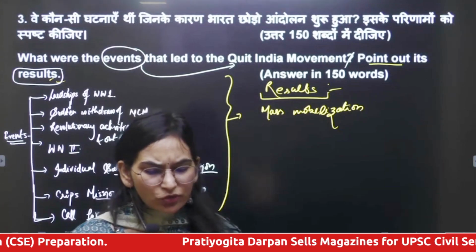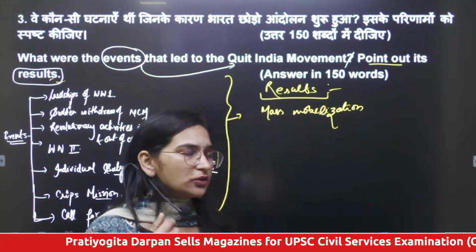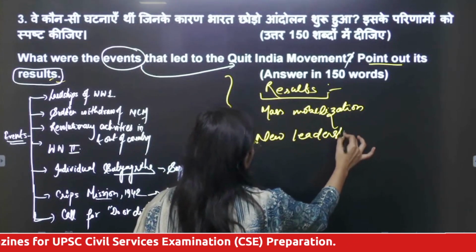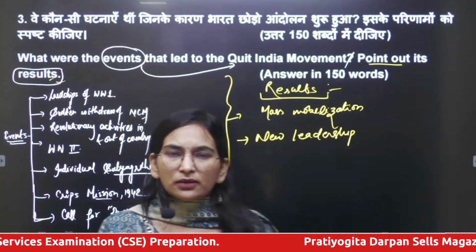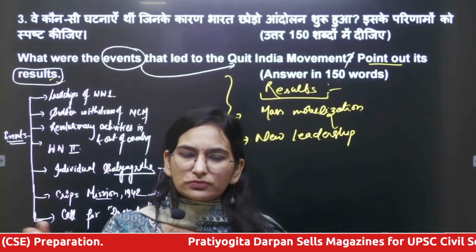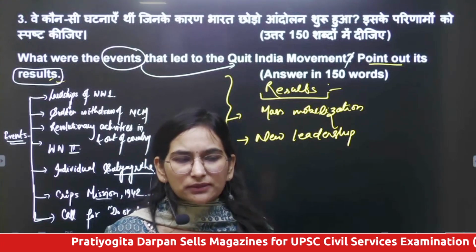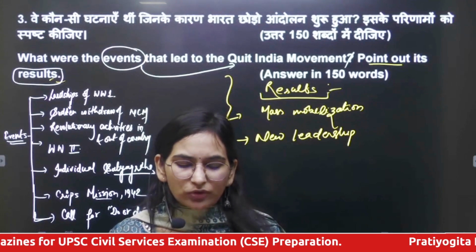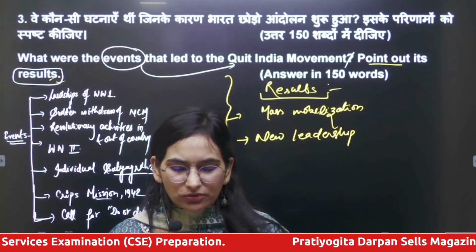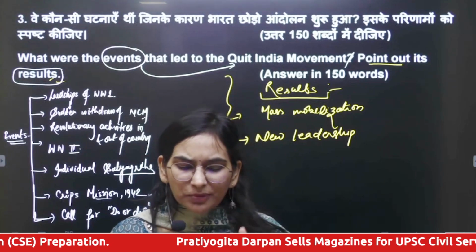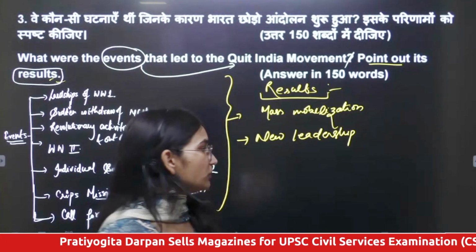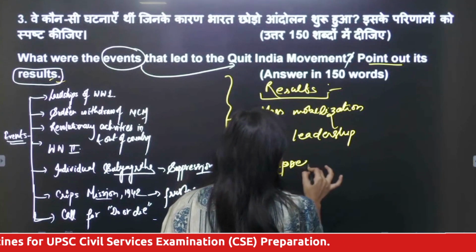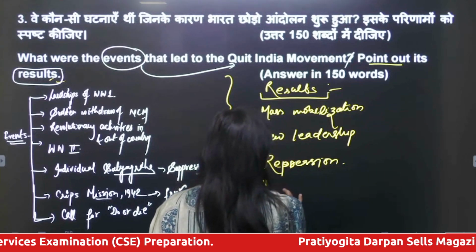After mass mobilization, you can talk about new leadership, but the Britishers were in no mood to leave the country or let us get independence. That is why they came up with huge repression and repercussions. So repression by the government would be there. Then this event also got international attention. Repression, then international attention.